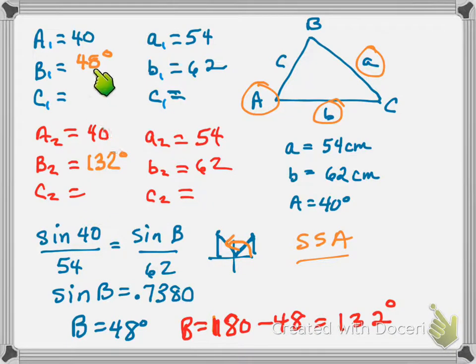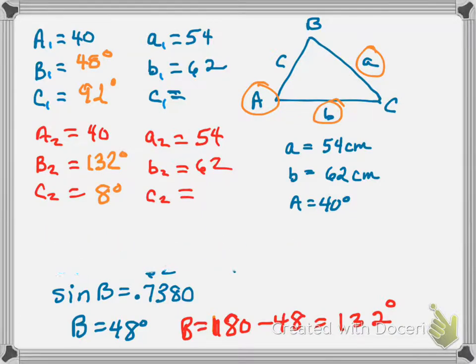So if you add these two together, you get 88. That means this angle is going to come out to be 92 degrees. And on this one, if I add these up, 132 plus 40 is 172, so this angle is only 8 degrees. Now I'm going to need to use law of sines again to figure out this and this. So there are two possible triangles that exist from this side-side angle.